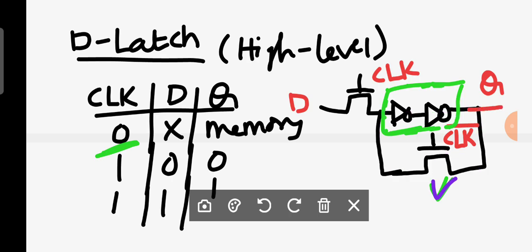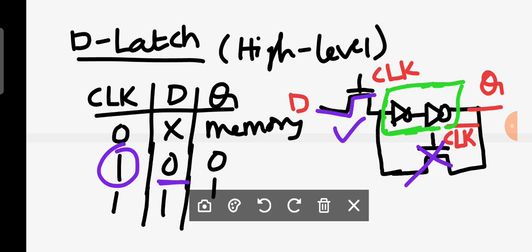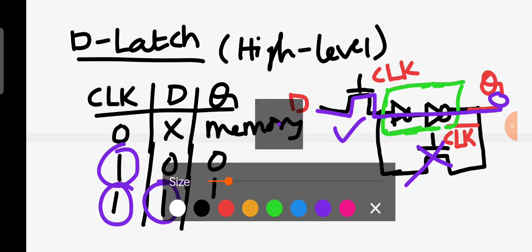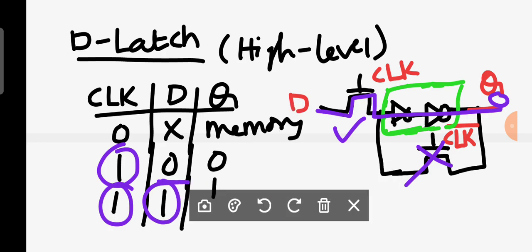Now you can observe once again. If the clock is 1, what will happen? If the clock is 1, this transistor will be turned on. If D is 0, then the output is 0. I hope you are clear. And if the clock is activated and D is 1, then you can observe the output is 1. In this fashion you have to design.